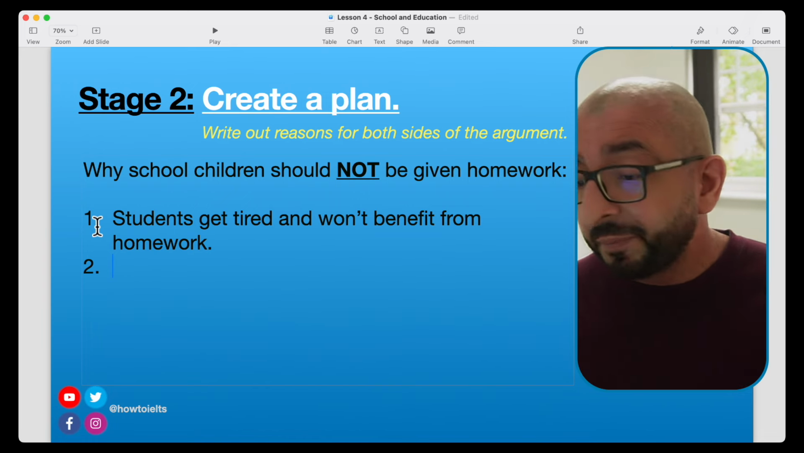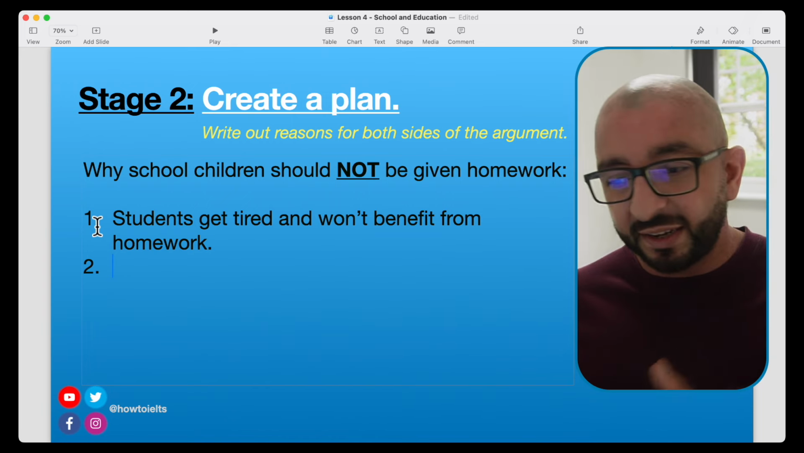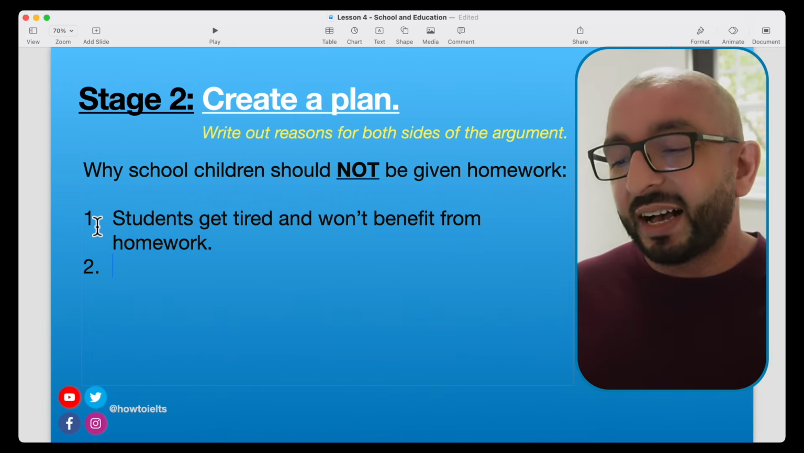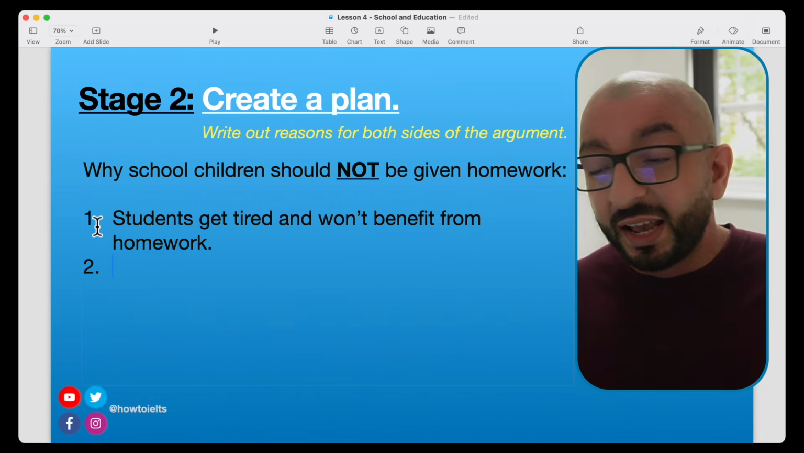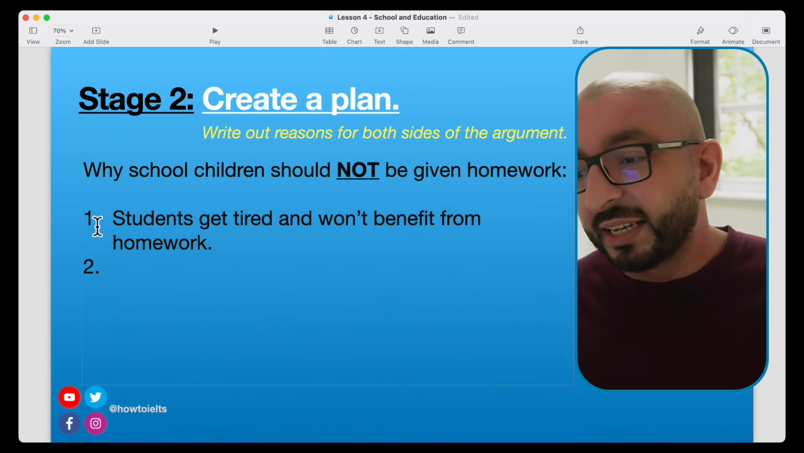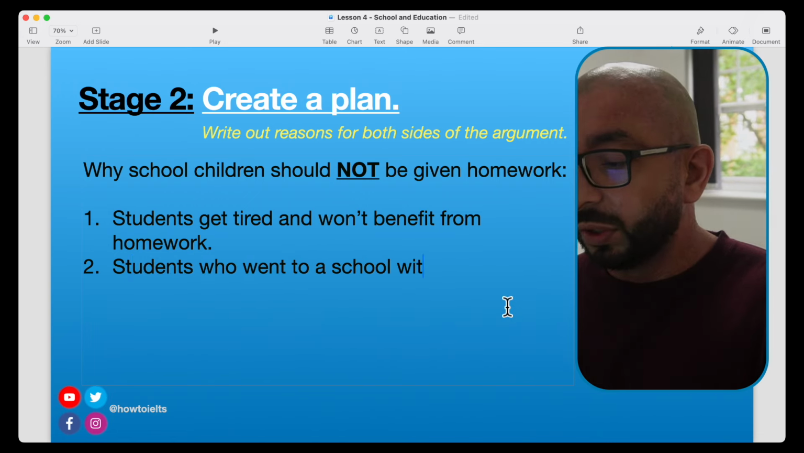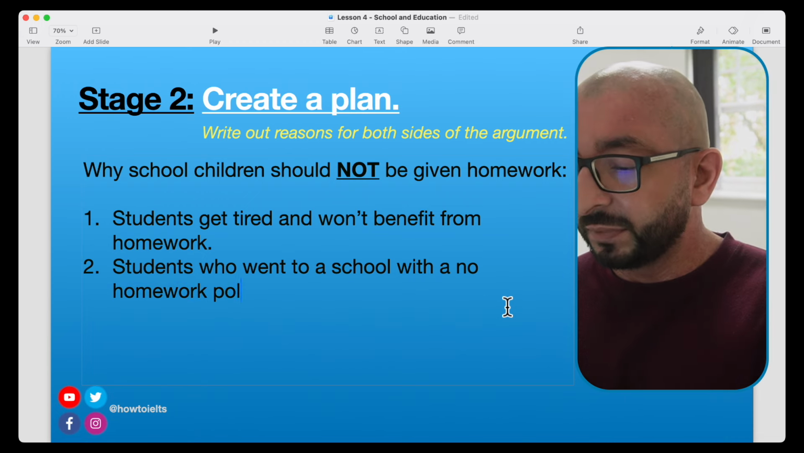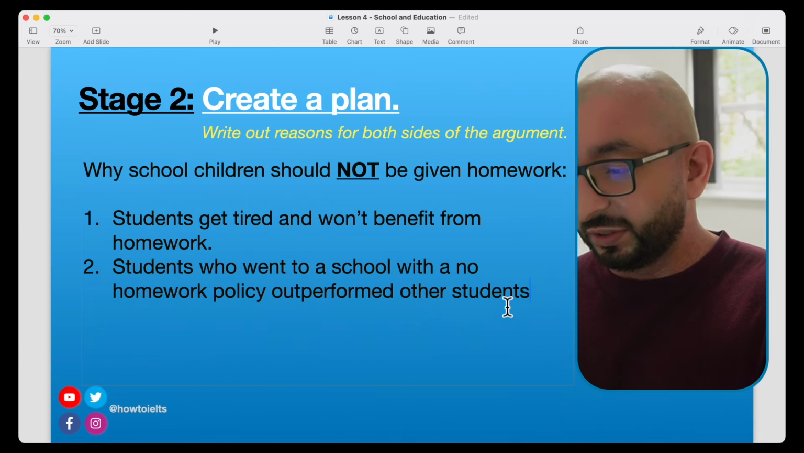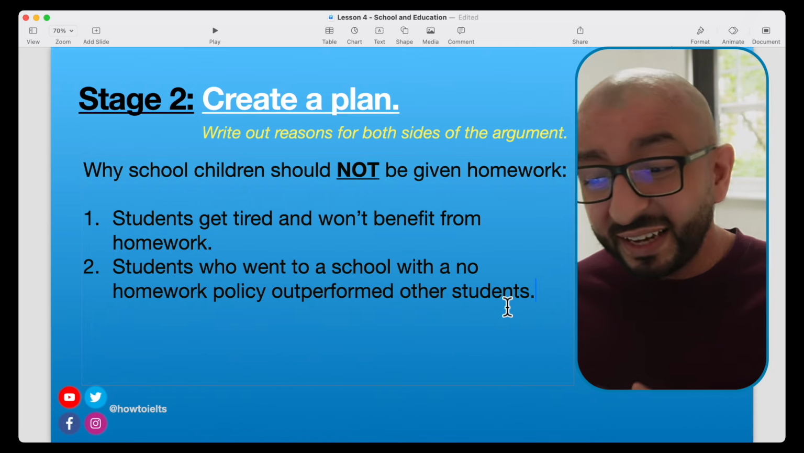So let's go back to our plan. Students get tired and won't benefit from homework. Okay, now the second point that I'm going to add here, and that's just for the sake of this video, is I'm going to add some type of statistic or a fact. And when I say fact, I'm going to make it up, but I'm just going to claim that it's a fact. And let's do this now. Students who went to school with a no homework policy outperformed other students, okay?